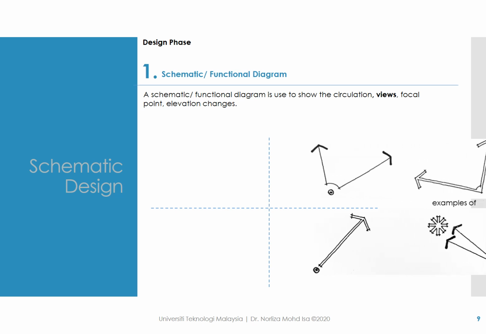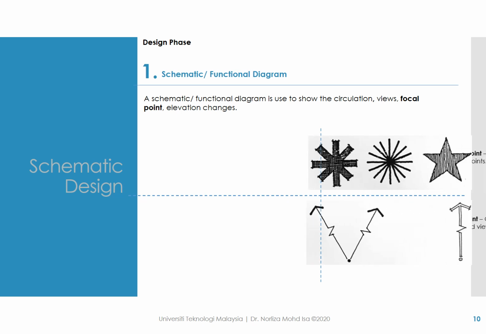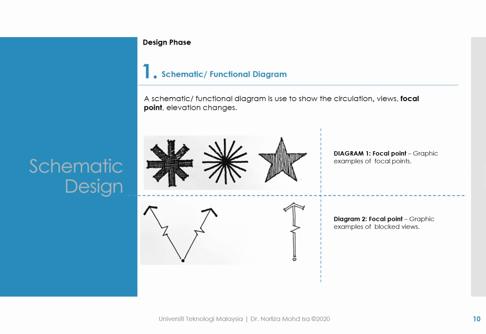A schematic or functional diagram is used to show the view. This slide shows 4 different graphic examples of concentrated views. A schematic or functional diagram is used to show the focal point. Diagram 1 shows the graphic example of focal points. Diagram 2 shows the graphic example of block views.